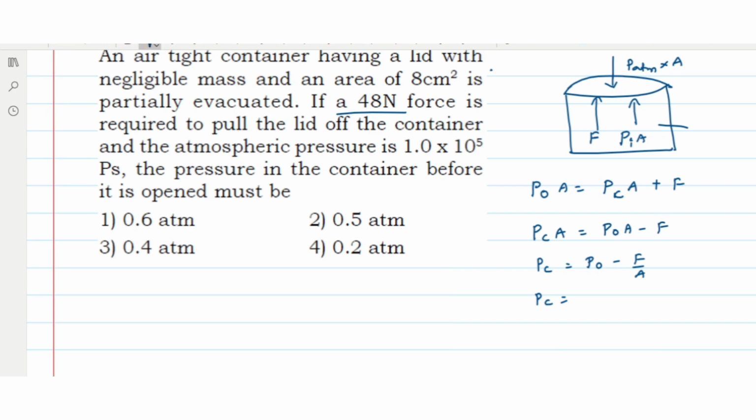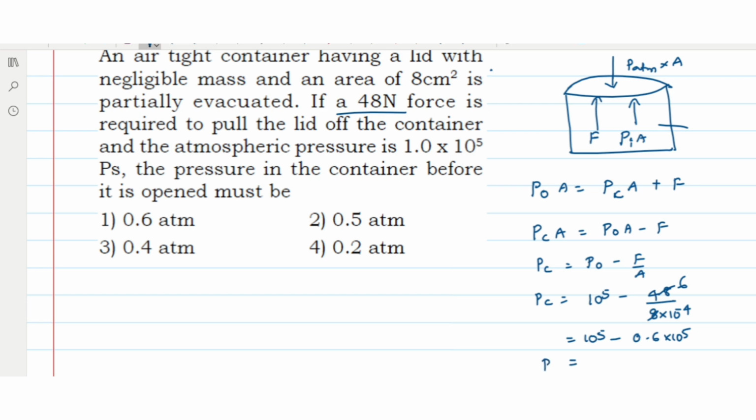So PC, the pressure due to the container, is P naught, the atmospheric pressure, given as 10 power 5, minus the force 48 newtons divided by the area of the lid, 8 centimeter square. Convert 8 centimeter square to 8 into 10 power minus 4 meter square. So 10 power 5 minus 6 into 10 power 4, which I am writing as 0.6 into 10 power 5.